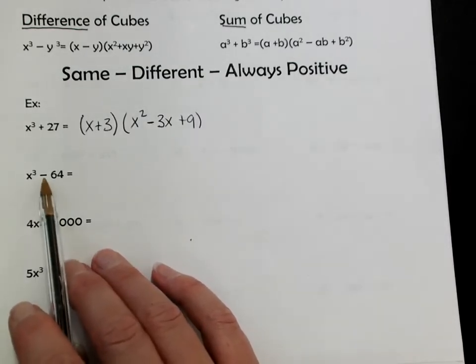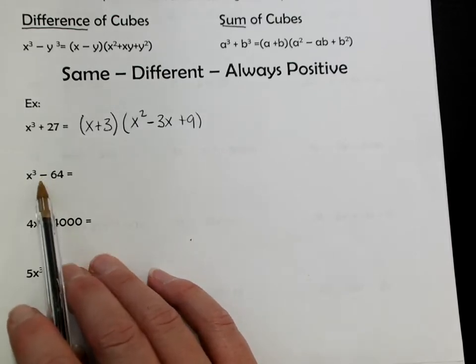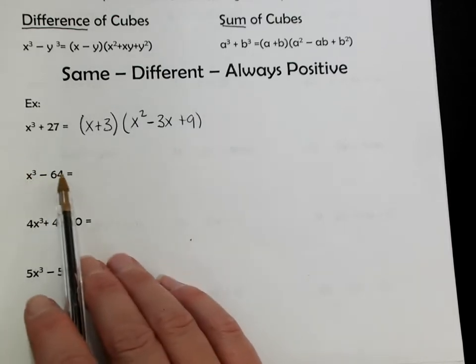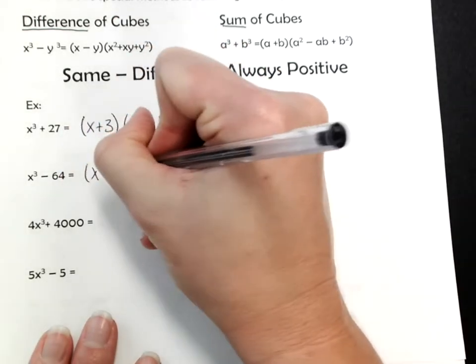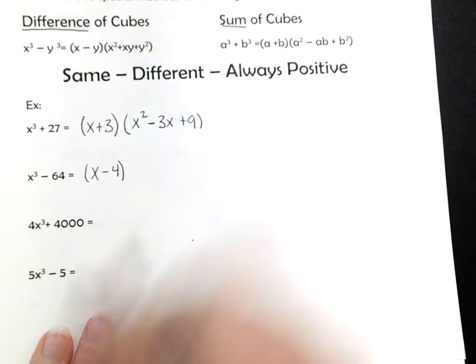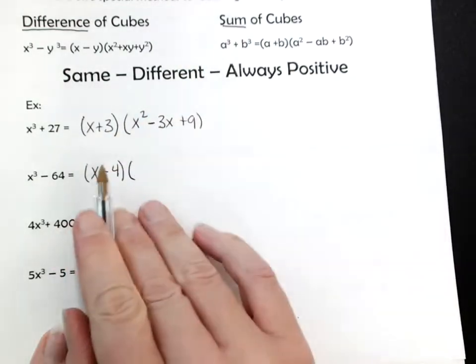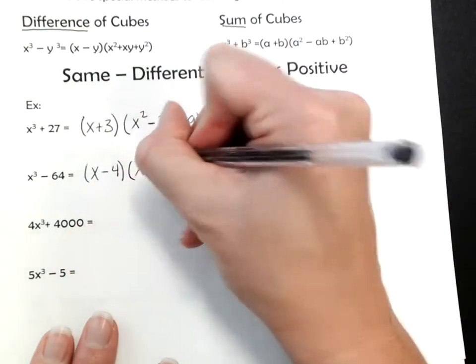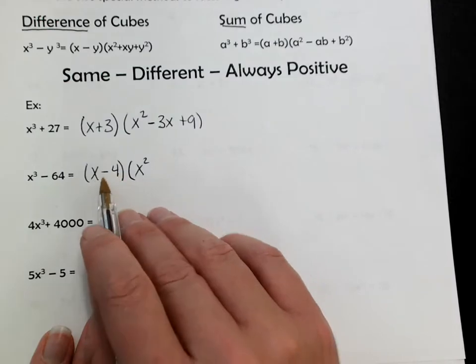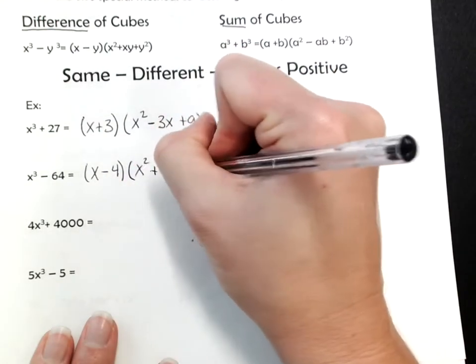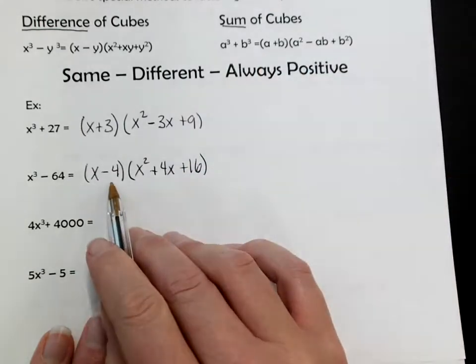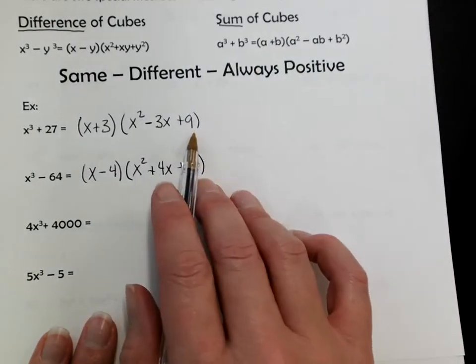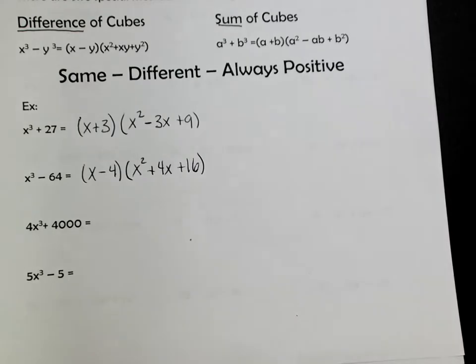Similar thing on the next one. This one is a difference of two cubes, the minus sign. That's x cubed and that's 4 cubed. So again, your first term is just the cube root of both of those, x minus 4. Again, for your next one, you square this. You multiply these together and you change the sign. So that's going to be a plus 4x. And you square the last one, plus 16. Notice negative 4 squared is still a positive 16. And our last term is always positive.